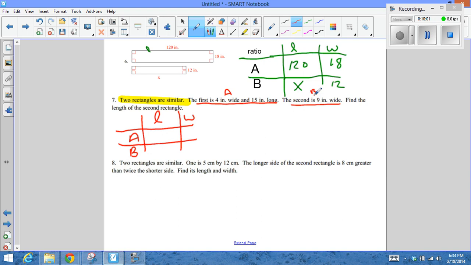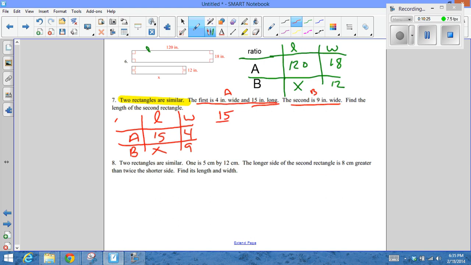So the length of A is 15 long, and the width of A is 4. The second one is 9 wide, so 9 goes here because that's the W, I want the wide. Find the length, and they want me to find X. So it doesn't matter what order they give it to me, and if I have my box here, I can get everything put in the right place.